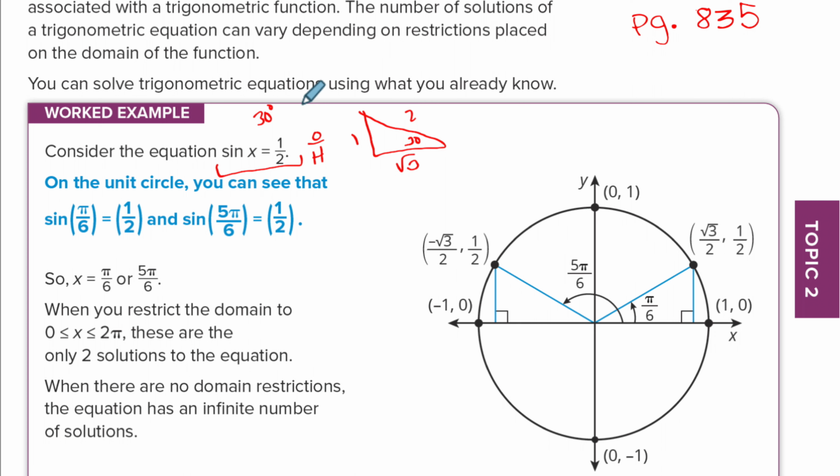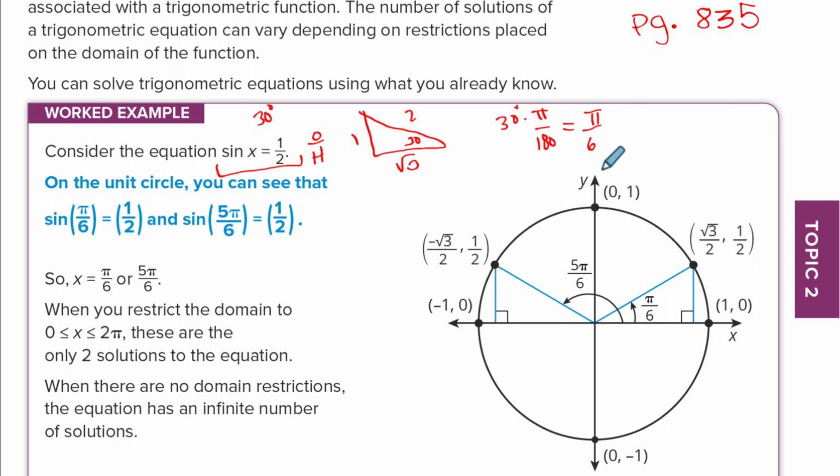But I have to change that 30 degrees into radians, right? Because we're dealing with 0 to 2 pi. So 30 degrees into radians. This is a little review. How do you change into radians? You multiply by pi over 180, and then you simplify that fraction. It gives you pi over 6.